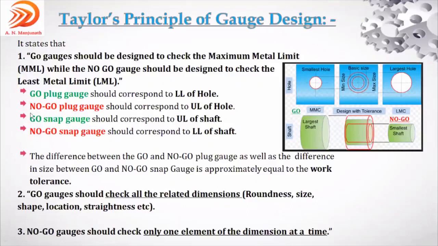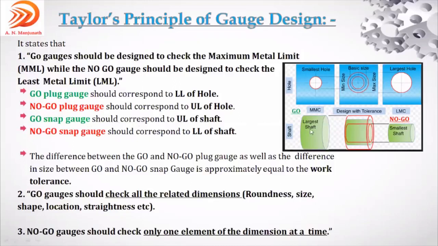Right? See, if you take the go snap gauge, it should correspond to the upper limit of the shaft. Again, go snap gauge, because the snap gauge is the one which is designed to check the shafts. It need not be cylindrical, it can be rectangular also, right? Like I told in the last class, the go snap gauge should correspond to the upper limit of the shaft.